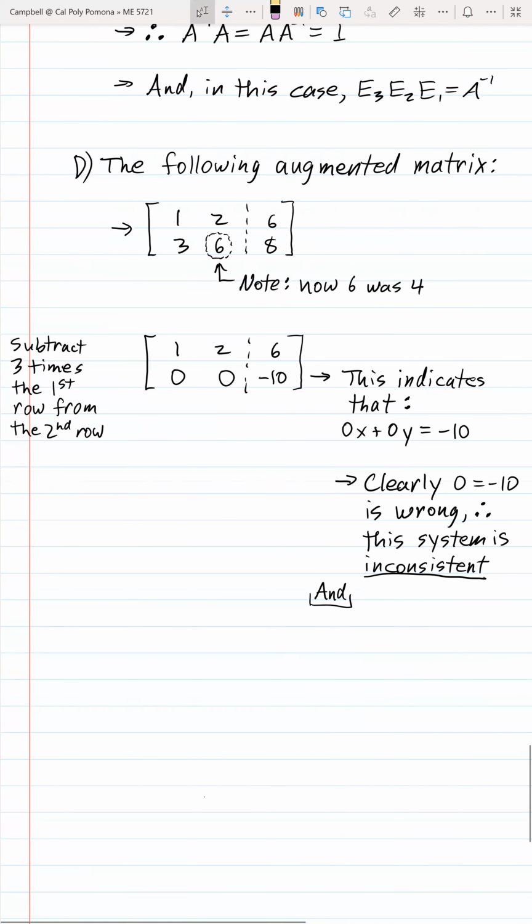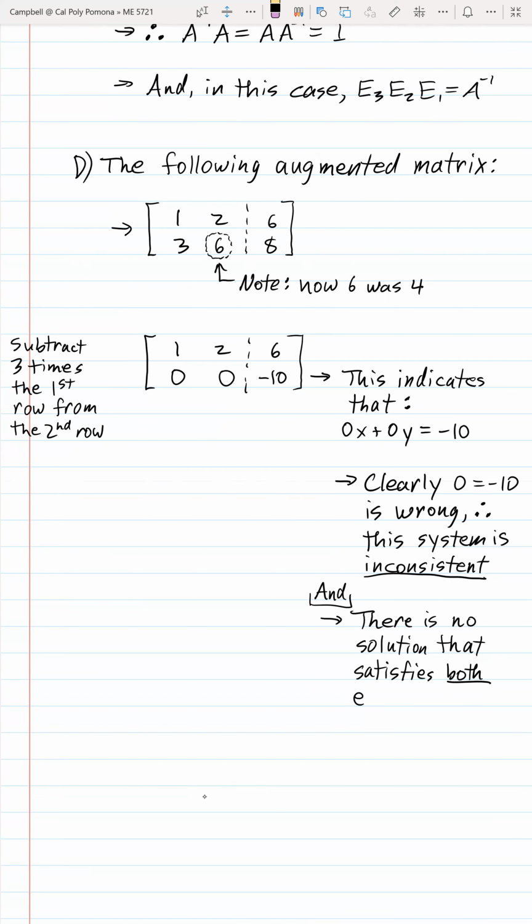So that means, of course, that there is no solution that satisfies both equations at the same time. Oop, that got a little scrunched.